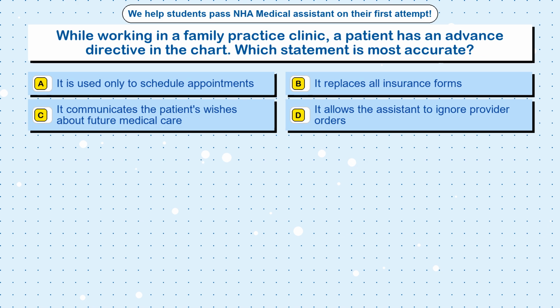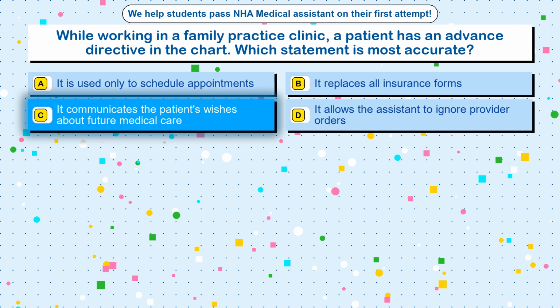Question 72. While working in a family practice clinic, a patient has an advance directive in the chart. Which statement is most accurate? Option A. It is used only to schedule appointments. Option B. It replaces all insurance forms. Option C. It communicates the patient's wishes about future medical care. Option D. It allows the assistant to ignore provider orders.